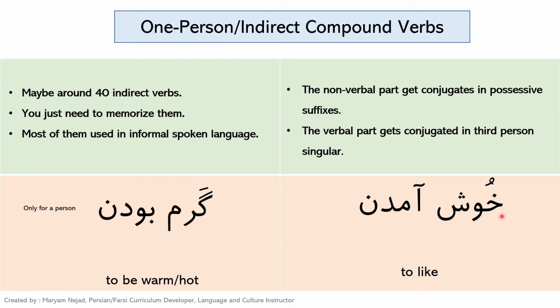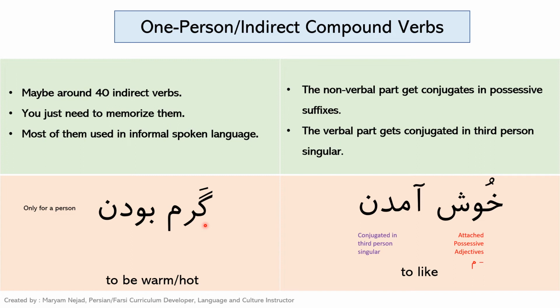It is confusing because this verb here, خوش آمدن, means to like. So if you want to conjugate this verb and you want to say, for example, I like this book, then the subject is I. So the non-verbal part now needs to be conjugated to the attached possessive adjective of the subject, which is I, which the attached possessive adjective is the letter mim. And then آمدن needs to be conjugated to third person singular. So a little bit literally, the translation would be like the likeness is coming to you.